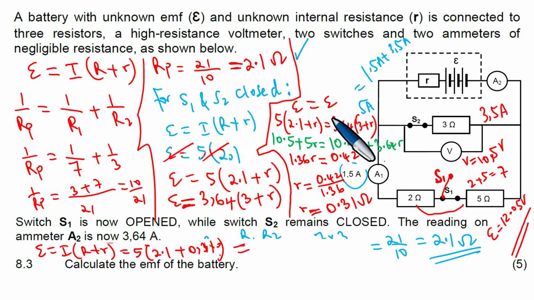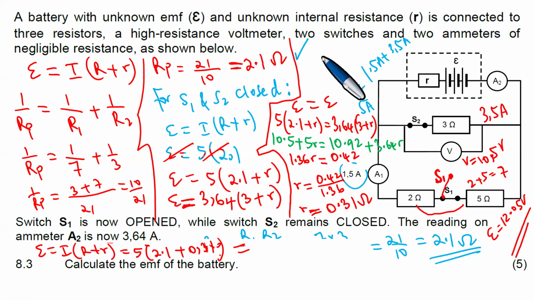Okay, that's a good question. With the open switch, the reading, if the switch S1 is open, then these two resistors are out, and then we shall only be looking at the 3-ohm resistor together with everything else: the battery and the ammeter A2, because with the switch S1 opened, this is like out. The 2-ohm resistor, the 5-ohm resistor, and the A1, they're like out. So we're left with 3 ohms and the 5 volts and the A2.